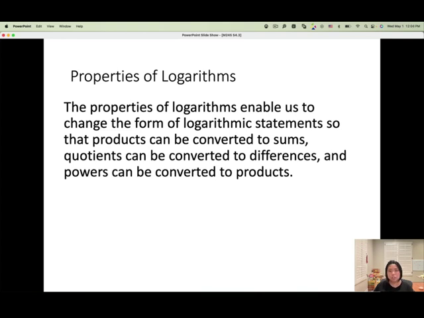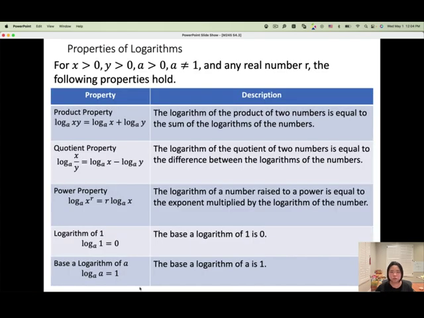Properties of log. The properties of log enable us to change the form of log statements so that products can be converted to sums, quotients can be converted to differences, and powers can be converted to products. Okay? So this is the formula. I need you guys to highlight it and memorize it. X greater than 0, y greater than 0, a also greater than 0, and a cannot be equal to 1.